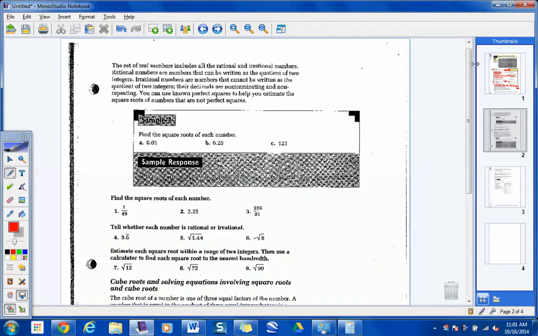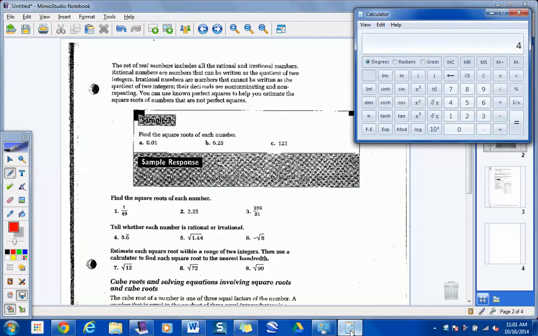This is where a calculator is going to come in handy, gang. Just get used to it. Now, I know I give you the sample responses down here, of which I can't read, but find the square root of each number. So the first number they tell you to punch in is 0.01, right? And don't they want you to take the square root of that?